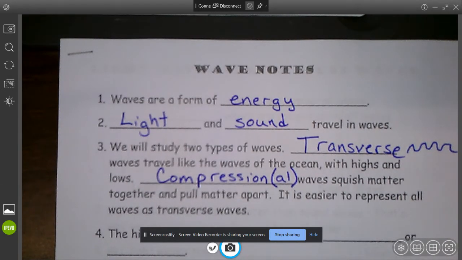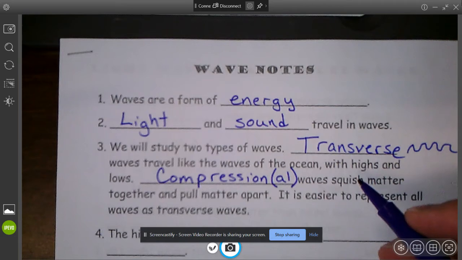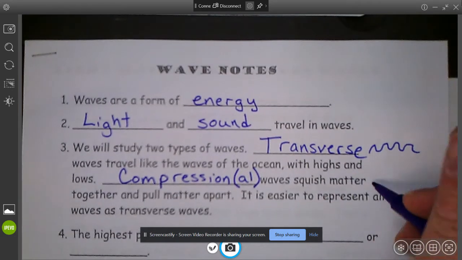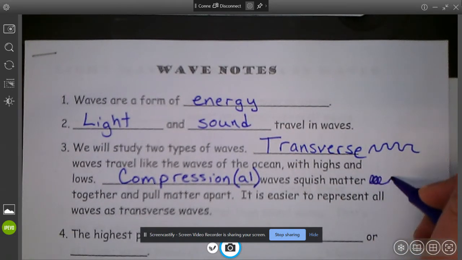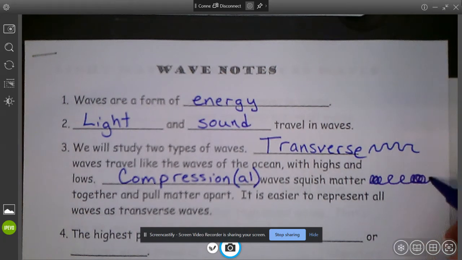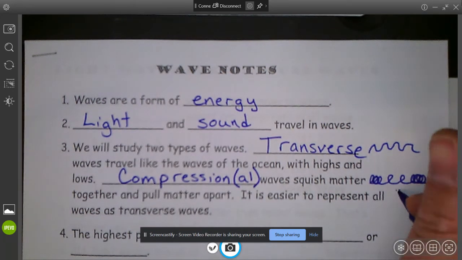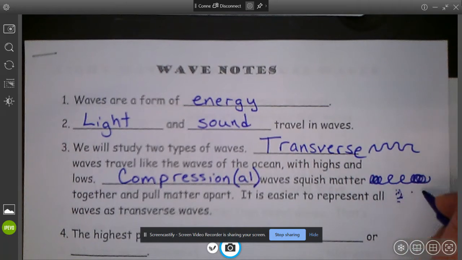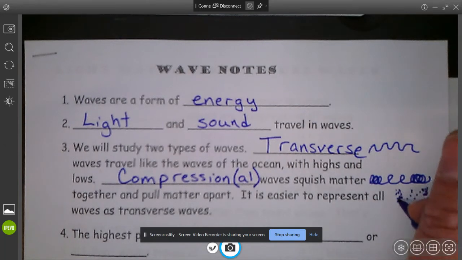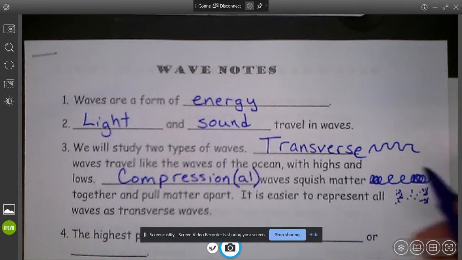So compression waves have to have matter to travel through because it's the little particles of matter that get pushed together and pulled apart. That's the way that sound travels. Okay? However, it's really hard to draw a compression wave. So if I'm trying to draw a compression wave, I either have to draw a slinky or I have to draw dots where a lot of them are really close together and then some are far apart. And it takes a lot of time. It's easier to draw transverse waves. So we can represent all types of waves by looking at a transverse wave.